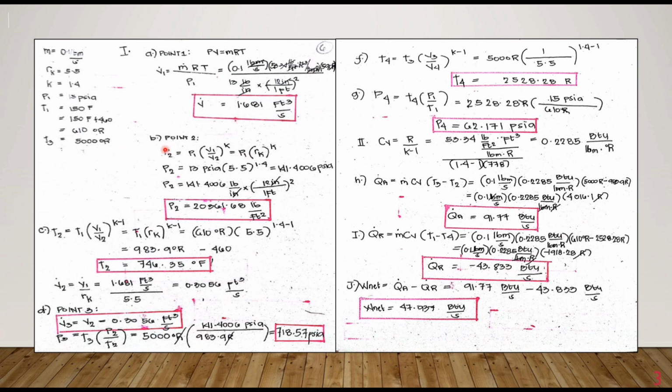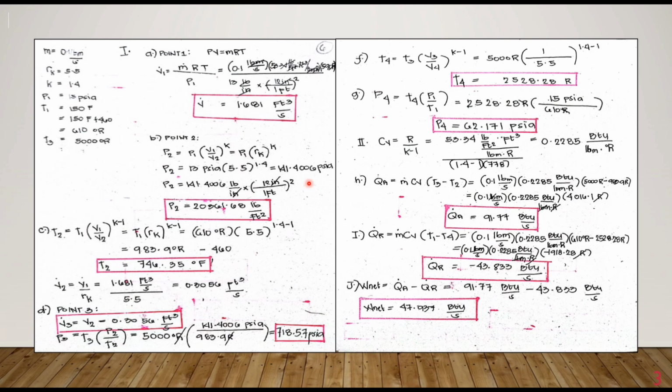For our point 2, we have P2 is equal to P1 times V1 over V2 raised to k. So we have P2 is equal to P1 times rk raised to k. So we have P2 is equal to 13 psia times 5.5 raised to 1.4. So we have P2 is 141.4006 psia.